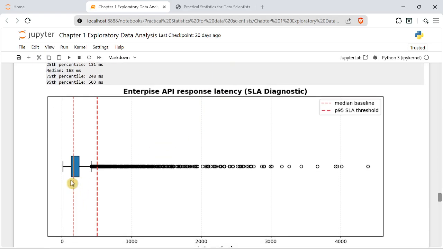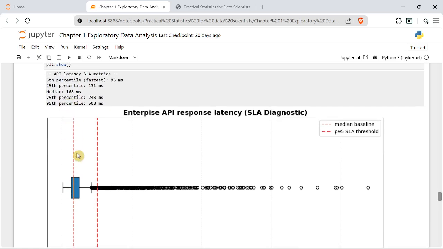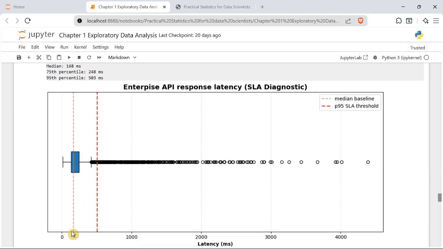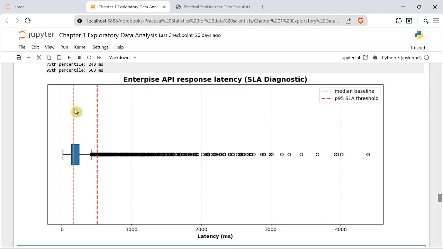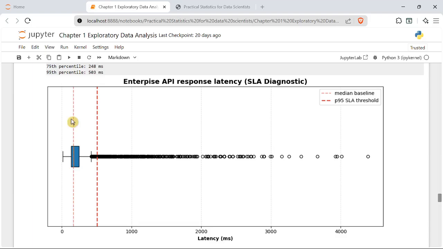So yeah, we can see the median lies around 168 milliseconds, which is around here, and the 95th percentile is around here, 503 milliseconds. All these individual dots stretching out to the right represent catastrophic outliers. We cannot just look at the median. We must immediately allocate engineering resources to investigate the tail end volatility before it damages our enterprise contract.